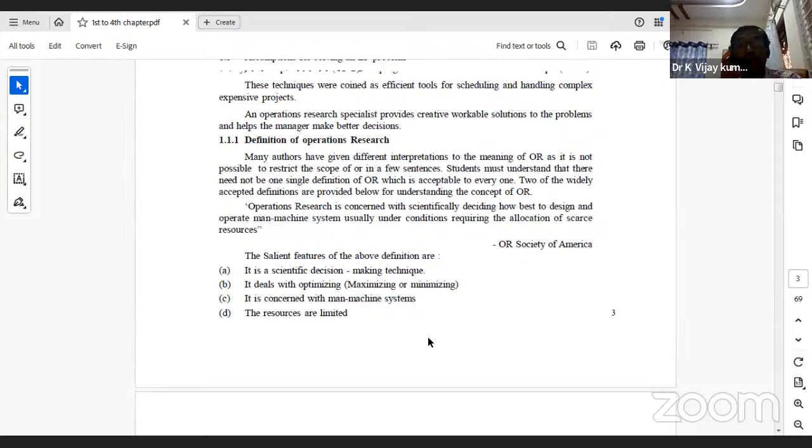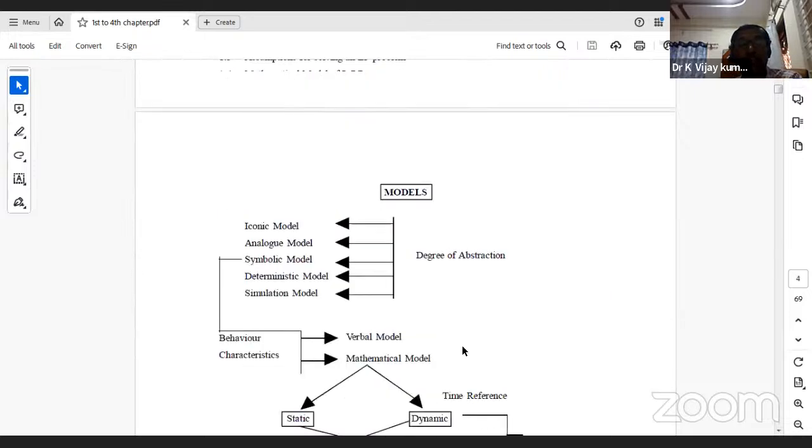It deals with optimizing, maximizing or minimizing. Then only we can find the solution by the simple LPP method, simplex method, or dual simplex method, or anything. First, it is maximizing or minimizing. It is concerned with the man-machine system. The resources are limited. See the models we are taking here.